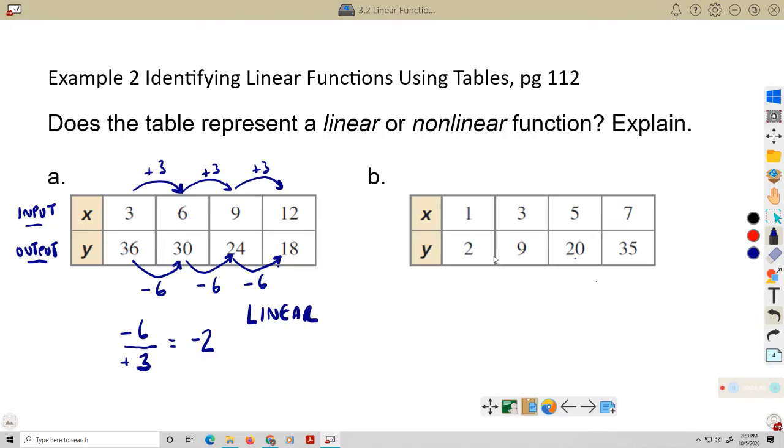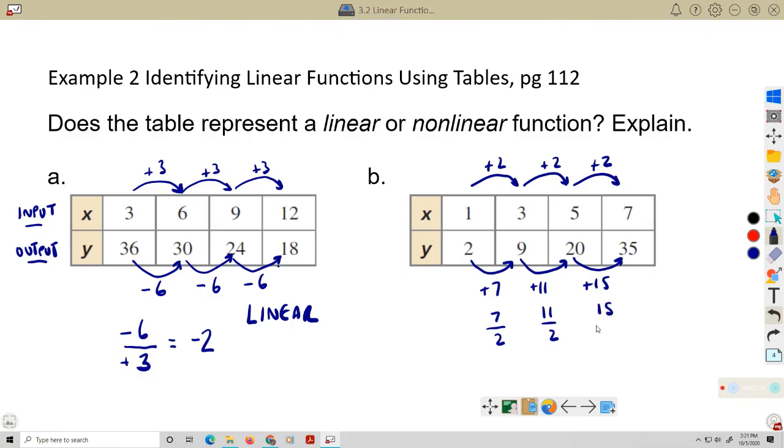Let's look at B. Okay, so my input, it's increasing by 2, it looks like. 1 plus 2 is 3. 3 plus 2 is 5. And 5 plus 2 is 7. Okay, so far so good. But look, you've got to look. 2 plus 7 is 9. 9 plus 11 is 20. And 20 plus 15 is 35. So this is 7 over 2, 11 over 2, and 15 over 2.